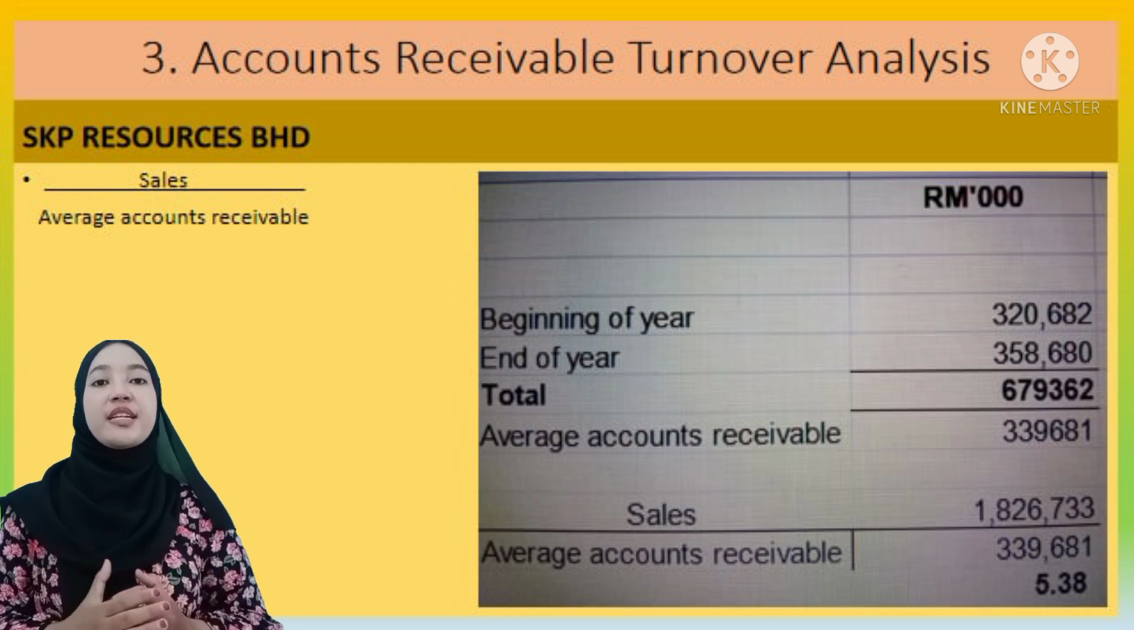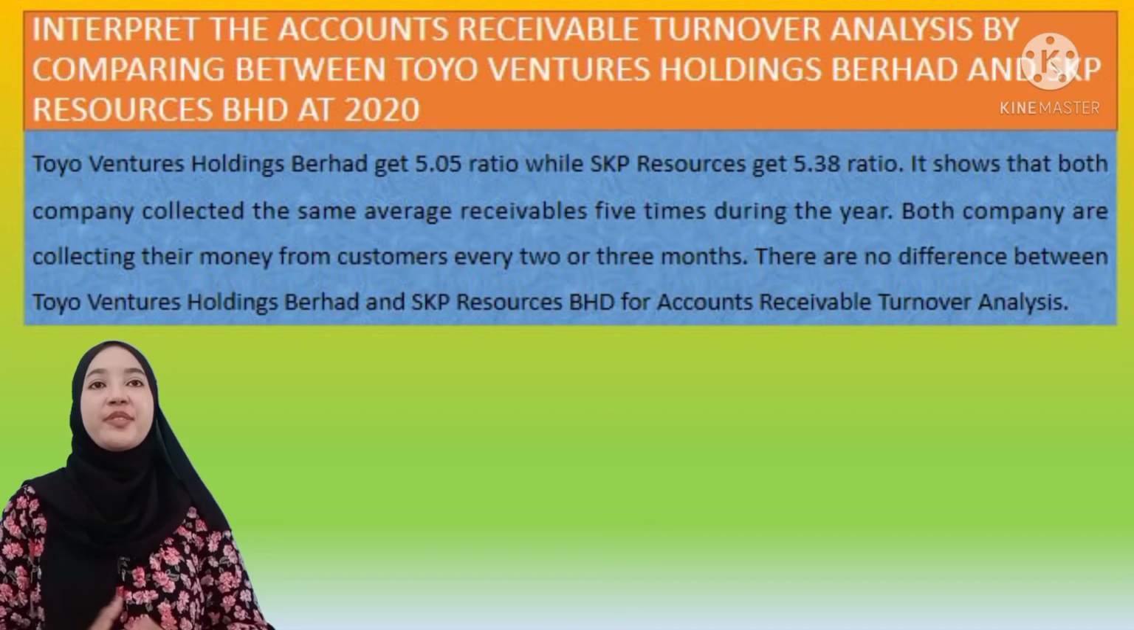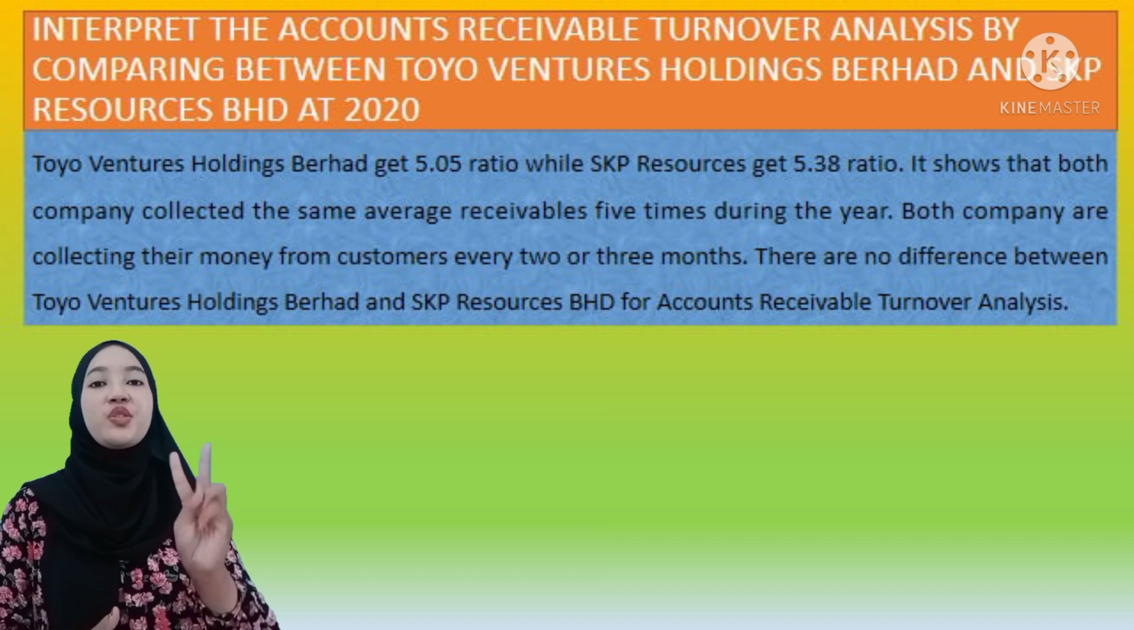Account receivable turnover analysis for SKP Resources Berhad. The formula to compute average account receivable equal beginning of year 320,682,000 plus end of year 358,680,000 equal 679,362,000. 679,362,000 divided by 2 equal 339,681. Sales 1,826,733. Get the data from annual report 2020 as statements of comprehensive income divided by average account receivable 339,681 equal 5.38.